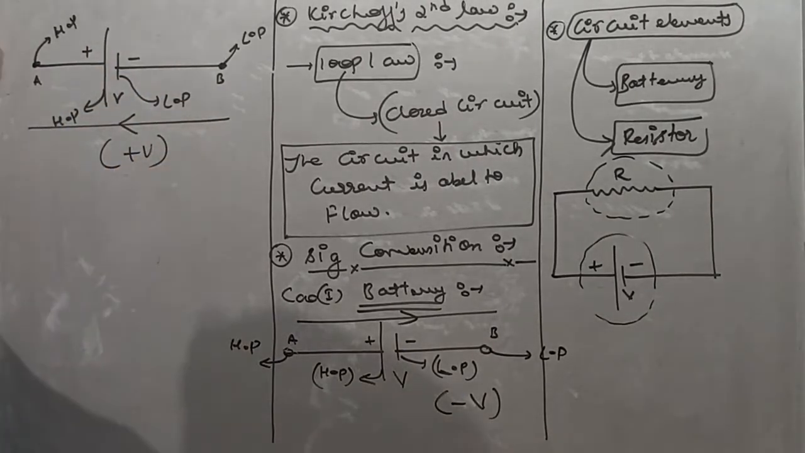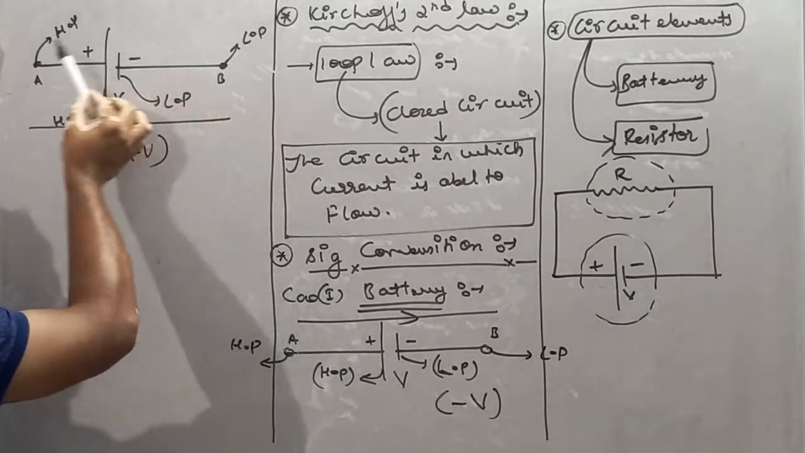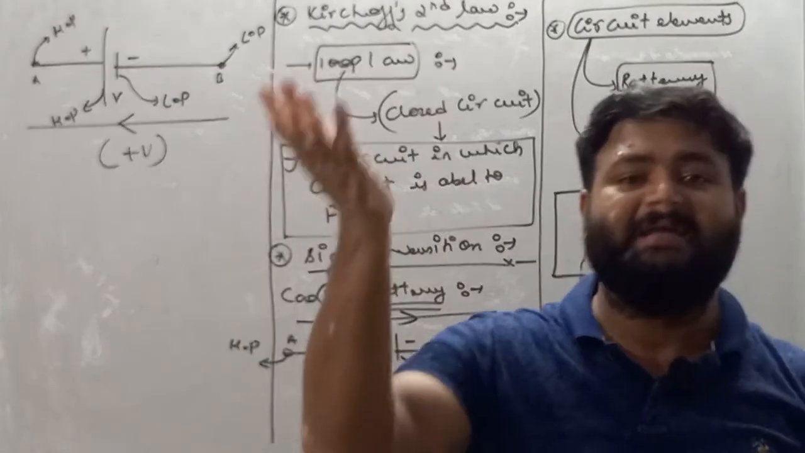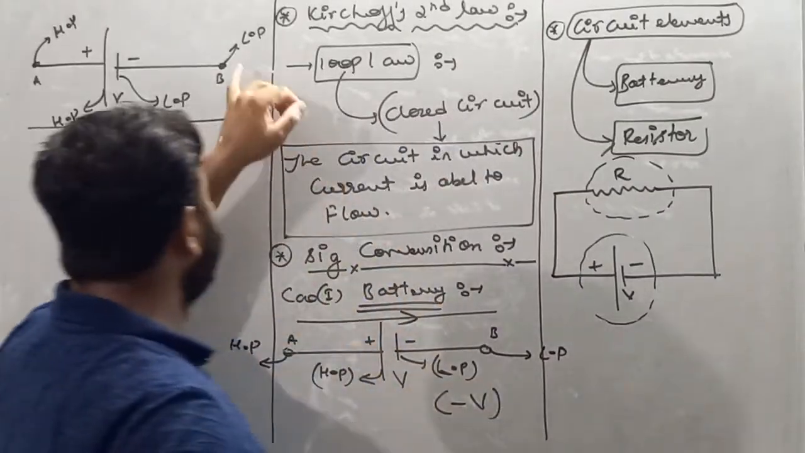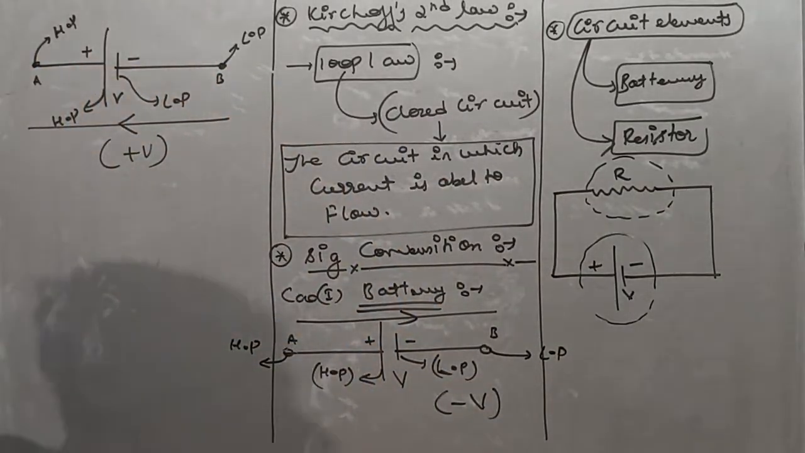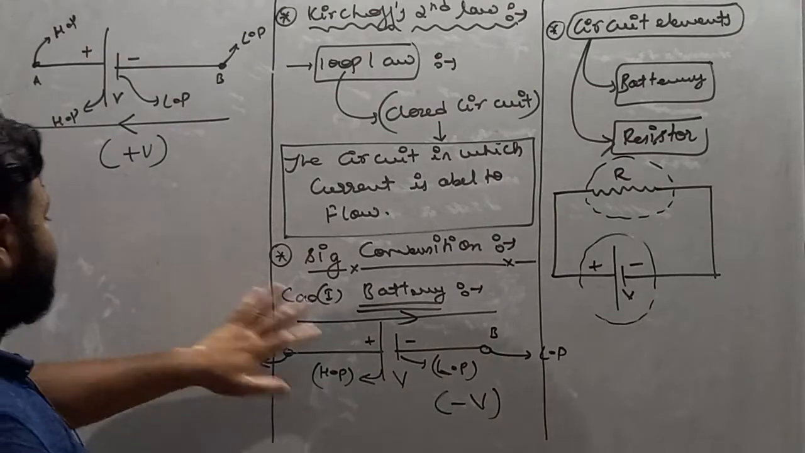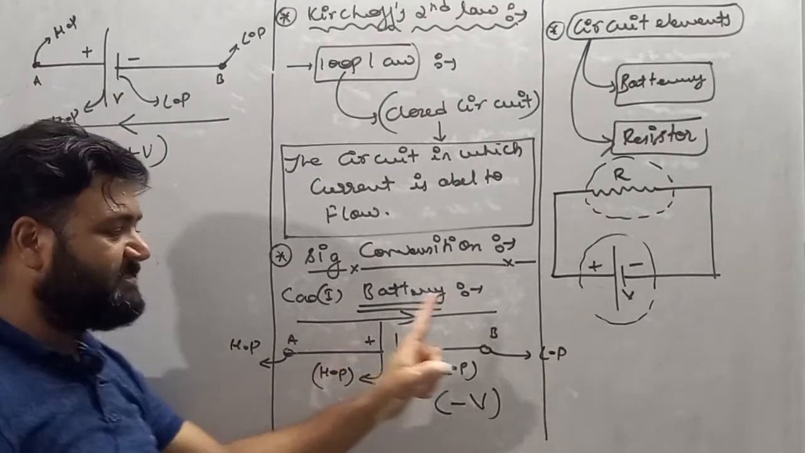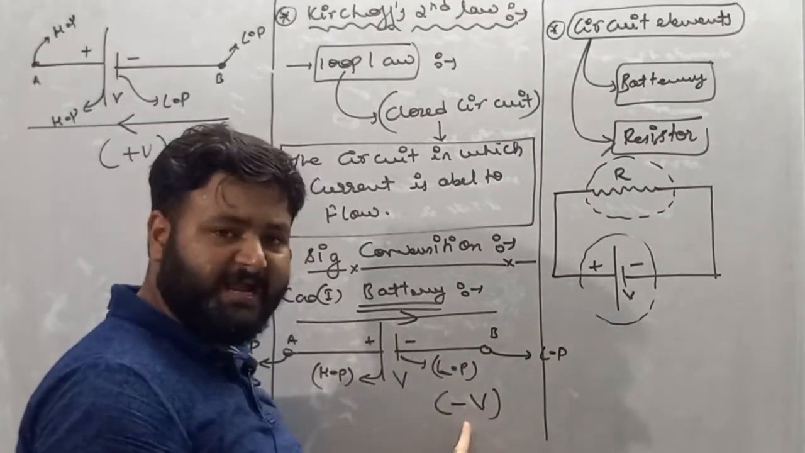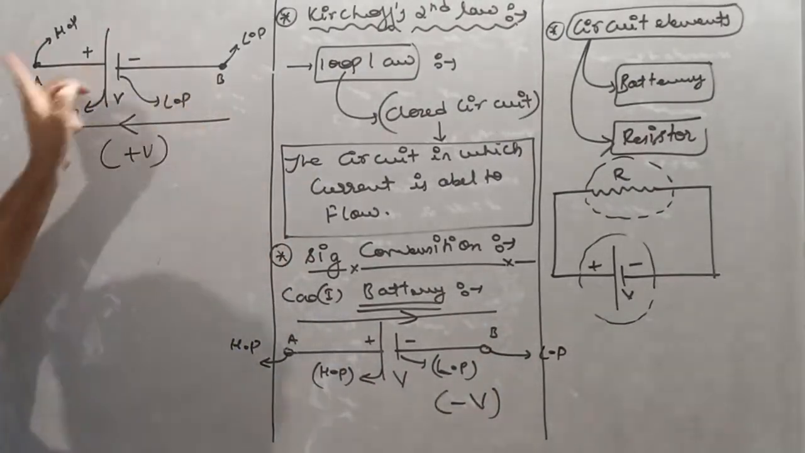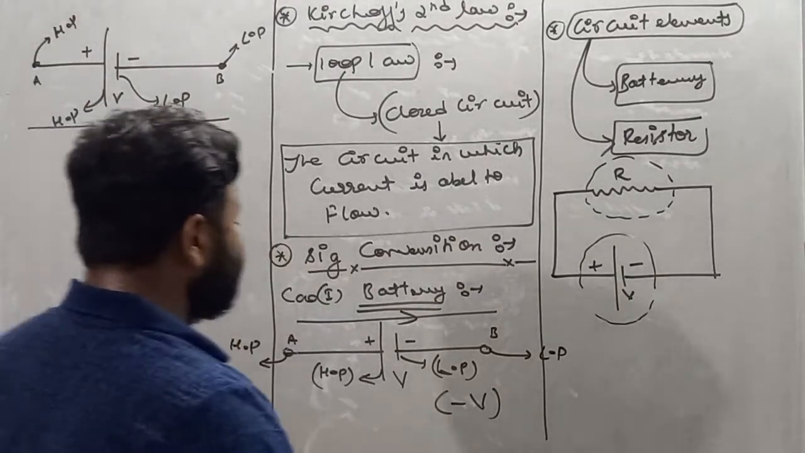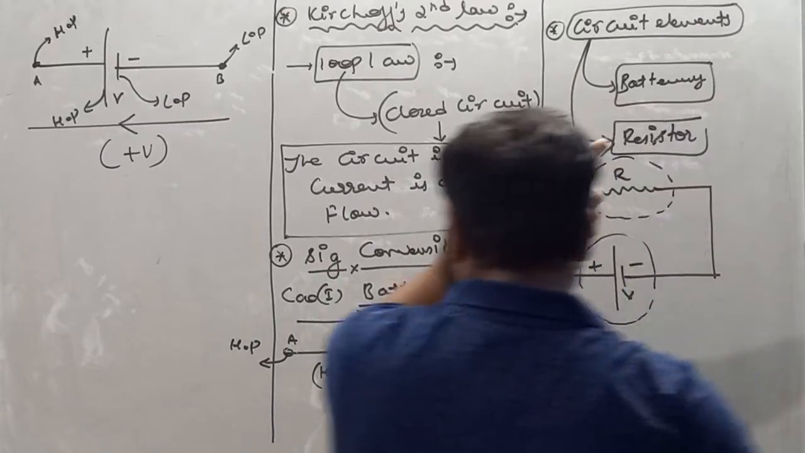Why plus V, dear student? Because I am going from lower potential to higher potential, that is, my potential is increasing. So this is all about the sign convention of a battery. If we move from positive to negative, we'll write minus V. If we move from negative to positive, we'll write plus V. Simple. Next is the sign convention for a resistor.